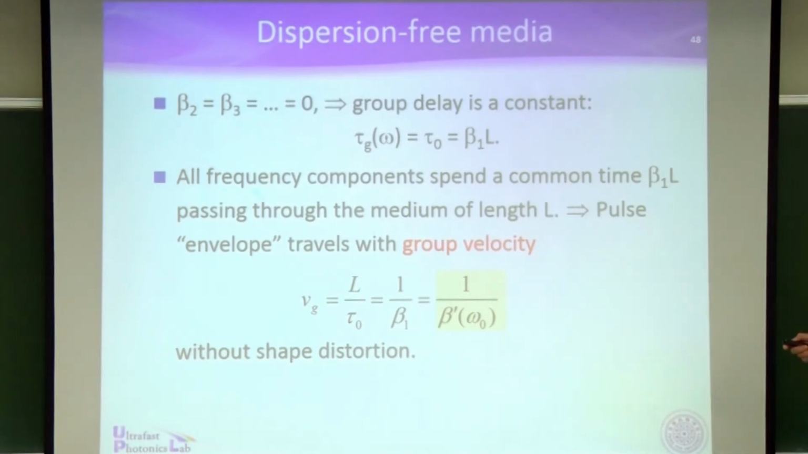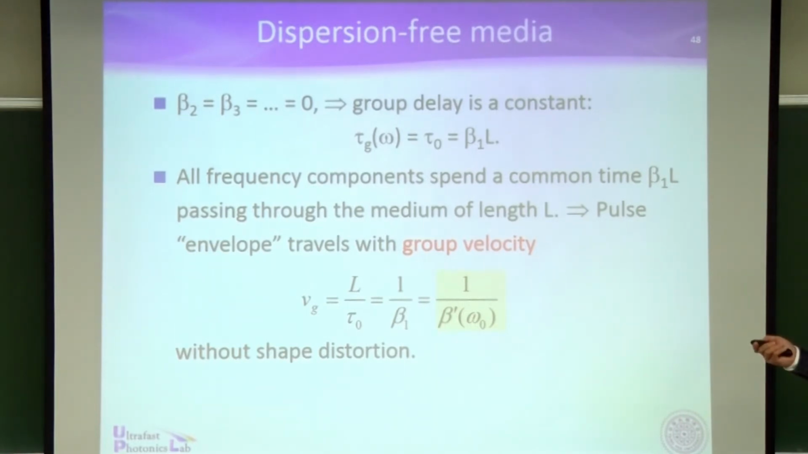Then it means all frequency components, no matter what is the corresponding omega, spend a common time, beta 1 times L, to pass through the medium of length L. 就是不管你这 color 是什么，通通花一样的时间叫 beta 1 L, the common group delay, 来通过这个厚度为 L 的 material.